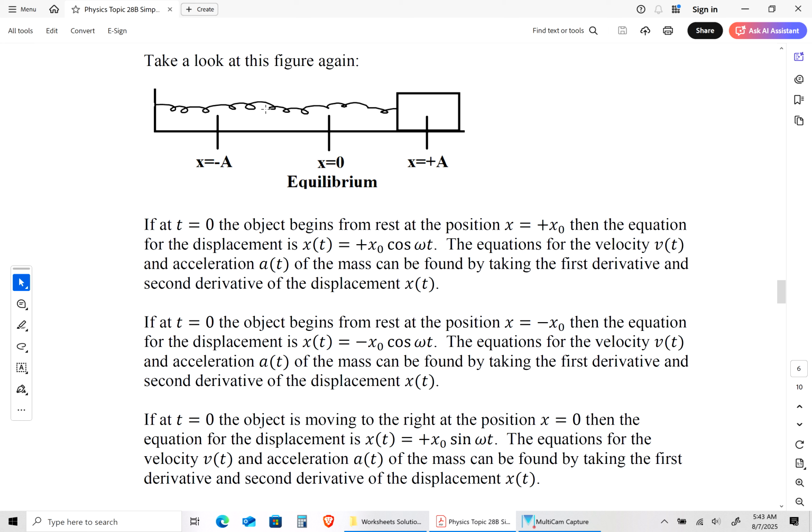And if looking at this figure, at t equals 0, the object is moving to the right at position x equals 0. So this object is moving left, right, left, right, left, right, then it moves to the right. The moment it's at the equilibrium position, it's moving to the right. This is our function here, x0 sine omega t.